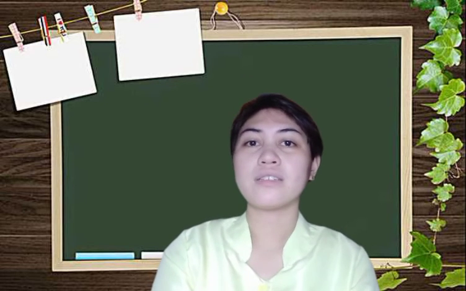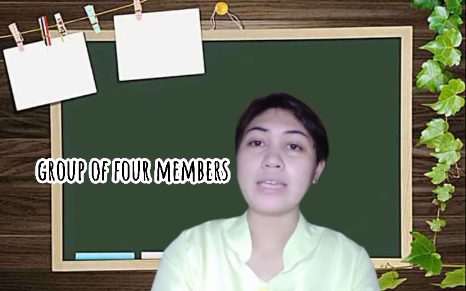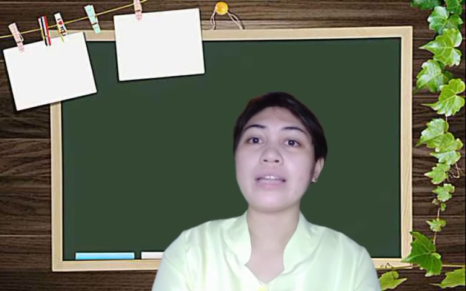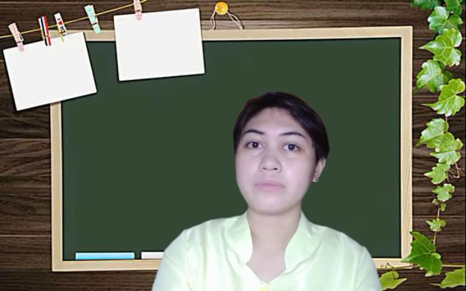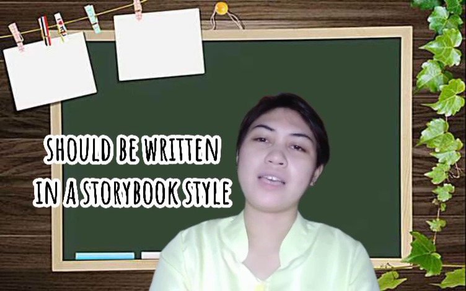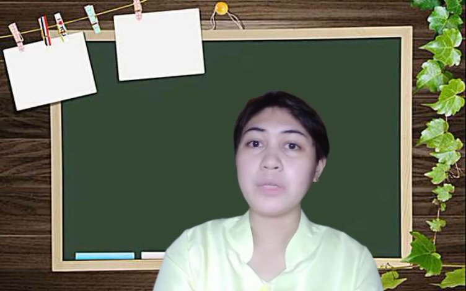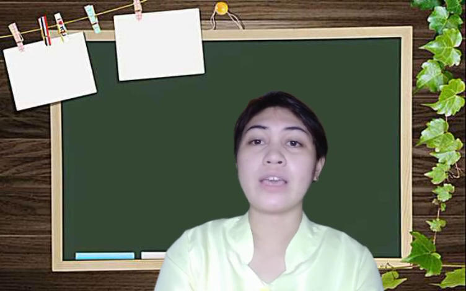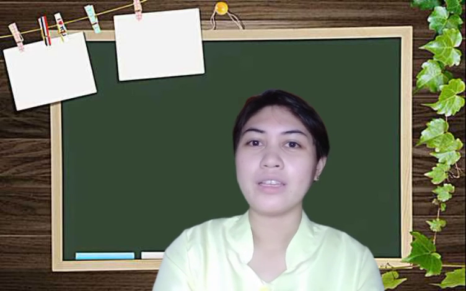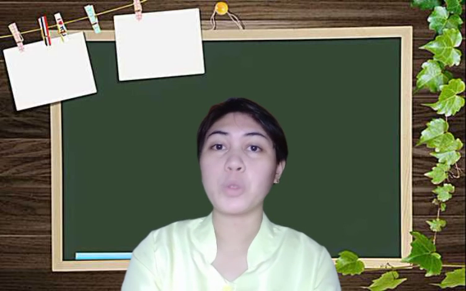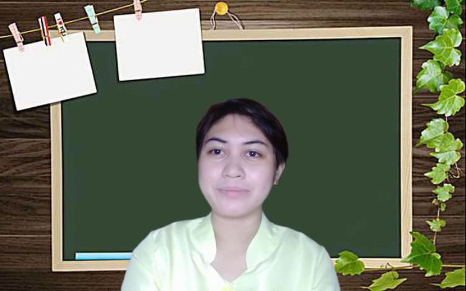For your assessment on this lesson, in a group of 4 members, you will create your original short story of any genre that you like that contains the elements of a story. Your story should be written in a storybook style. No need to use fancy designs. Recycled materials would be more appreciated. You can include illustrations and drawings if you like to emphasize more your original story. Your story may either be written or printed. Your storybook will be assessed with the scoring rubrics that I will provide later.